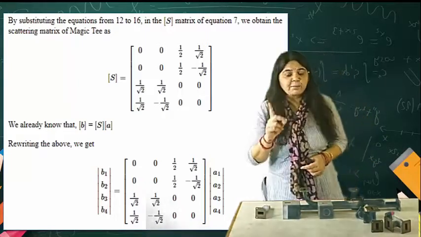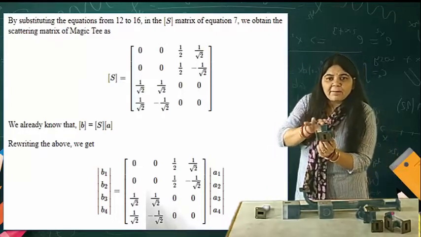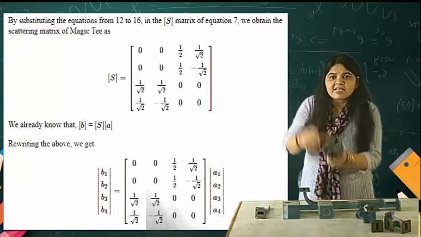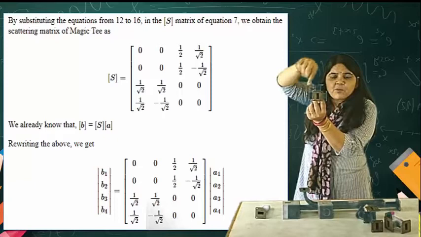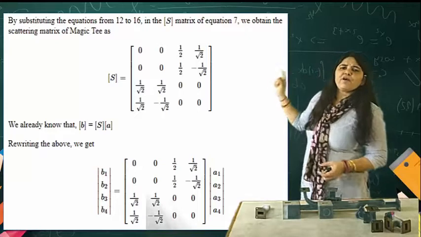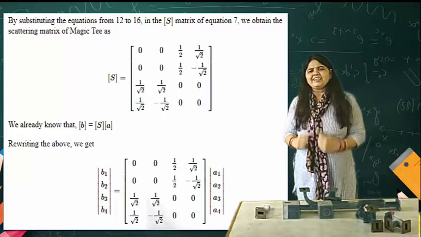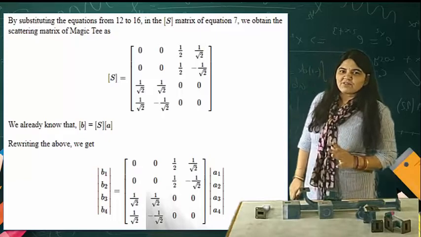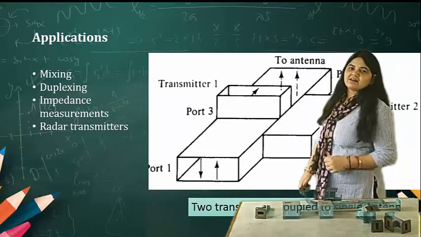If you apply the input at port number 3, you have the output at port number 1 as a half, because it is dividing the power. The power is applied at this point, and the power is divided, so I get half of the power. So if I have an idea about the S matrix of any component, I can tell about the behavior of that component.